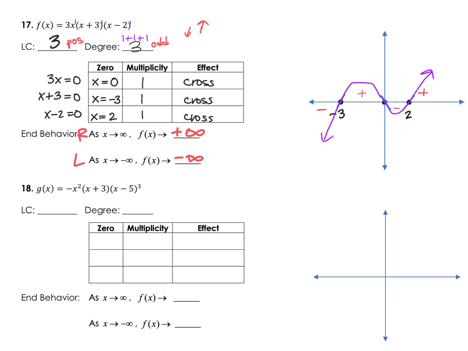The leading coefficient of number 18 is negative what? 1. Okay, so the degree is not the highest exponent. Remember, you have to add these up. So you've got 2, 1, 3. So 2 plus 1 plus 3, 6. It is then an even. And what else do you know about it? The leading coefficient is negative. So even, negative. I'm going to move this up.